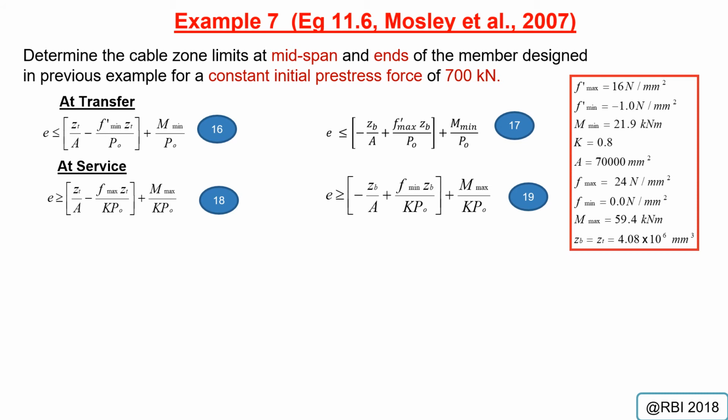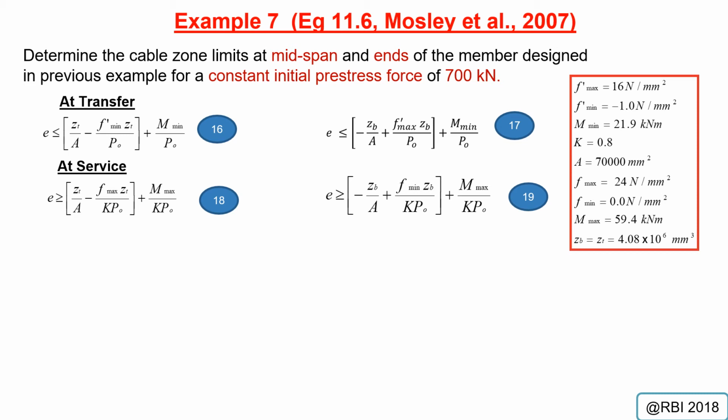Now let's have a look at Example 7. This example is taken from Example 11.6 of Bhargi et al., 2007. In this example we need to construct a tendon profile. Please take note that all the properties, values and parameters used in Example 7 are the same as those used in the previous example. So, determine the cable zone limits at midspan and ends of the member designed in the previous example, for a constant initial pre-stress force of 700 kilonewtons.